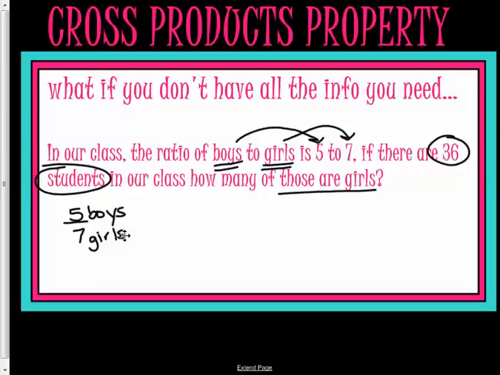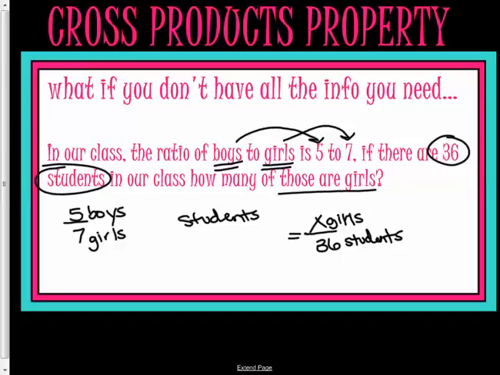Now here's where it gets a little complicated. How many students is that? Because we don't want to know boys to girls. If we have 36 boys, how many girls are there? They say if we have 36 students, how many girls are there? So our goal here is to figure out girls, X amount of girls, if there are 36 students.